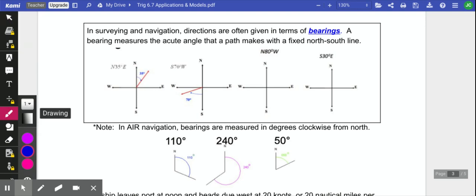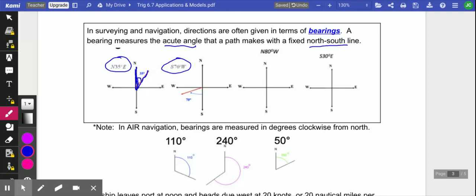So in ships, we use something called bearings. A bearing is always an acute angle that makes a line or a path with the north-south line. So for example, if you have north 35 degrees east, that means from this north line, you're going towards the east 35 degrees. Okay, so that's the angle we're talking about.